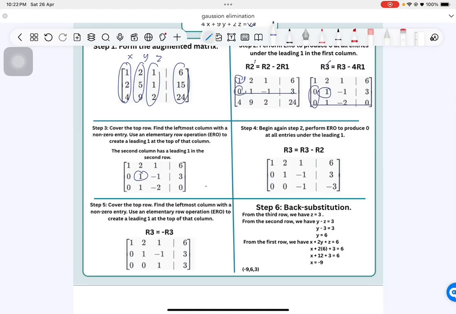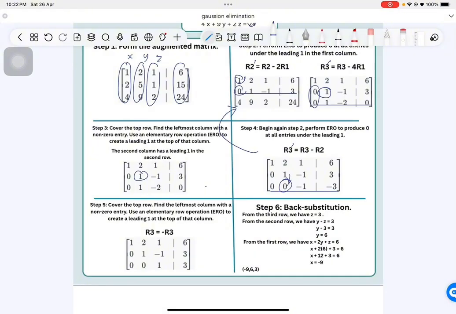Okay, step 4. Begin again step 2. Perform ERO to produce zero at all entries under the leading one. So we repeat step 2 to make the entry below the leading one zero. So I use new row 3 equals row 3 minus row 2. So we get zero below here.